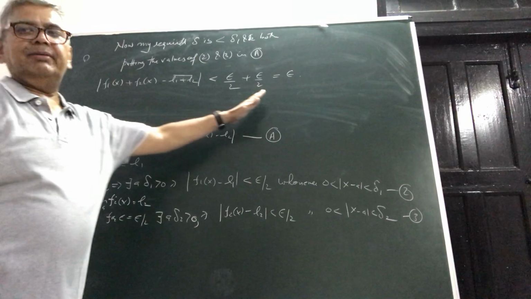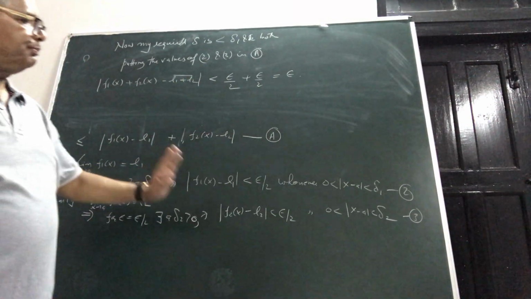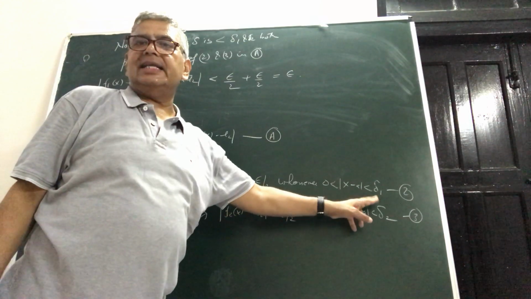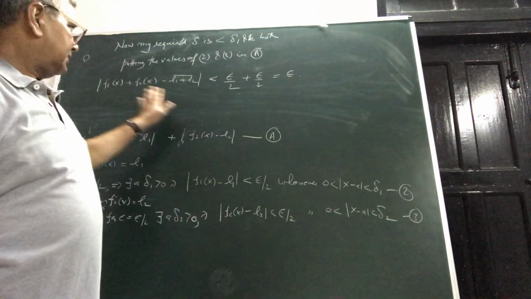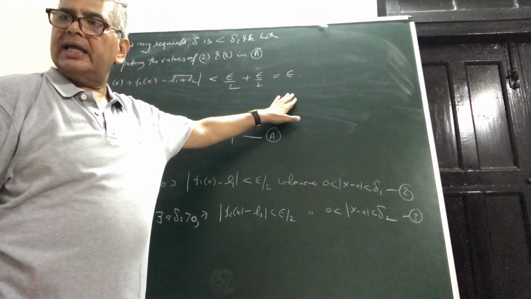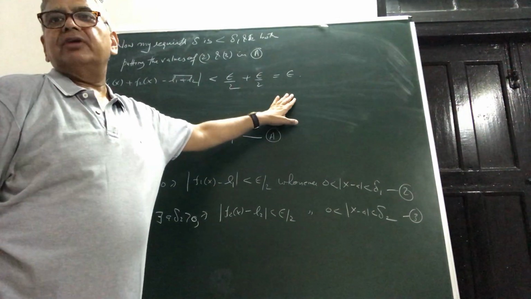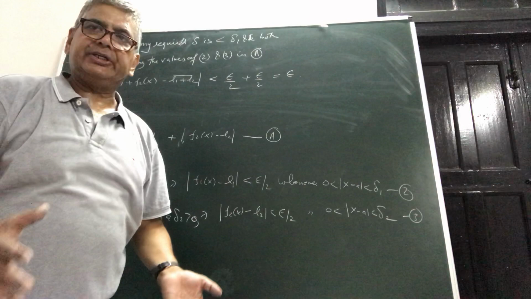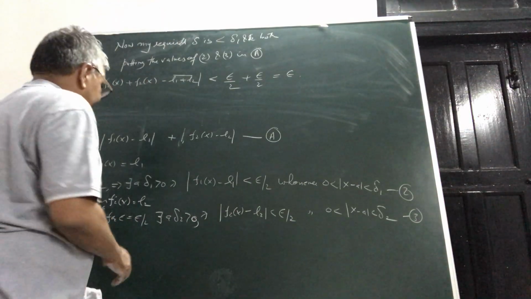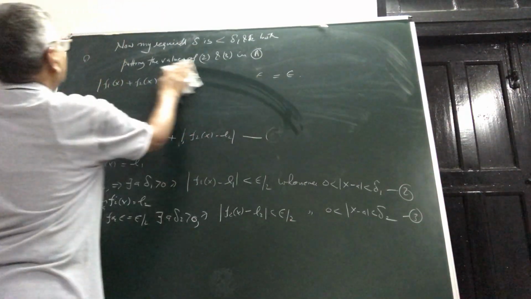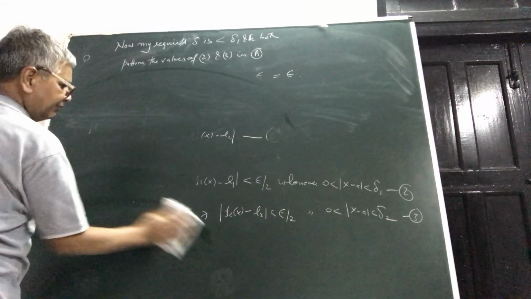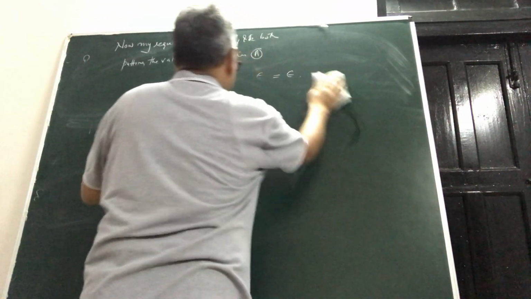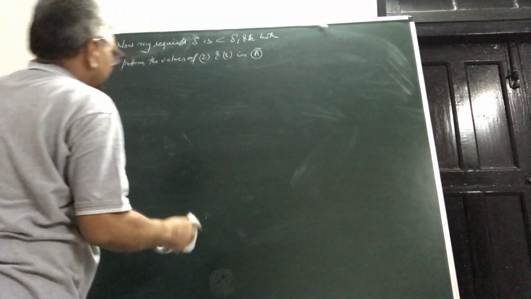So we have been able to show that whenever 0 is less than mod x minus a is less than delta, then f1x plus f2x is always falling in the epsilon neighborhood of L1 plus L2, and therefore our result is accomplished. Similarly, we will prove for f1 f2. Same thing, some epsilon you will choose.